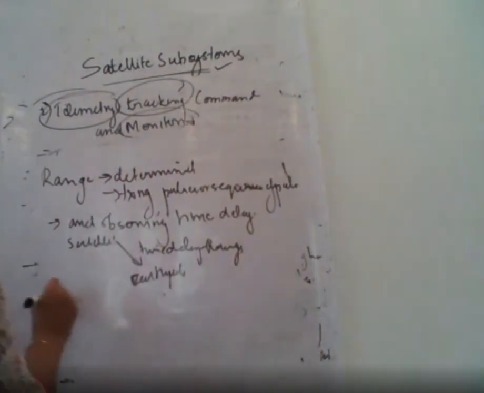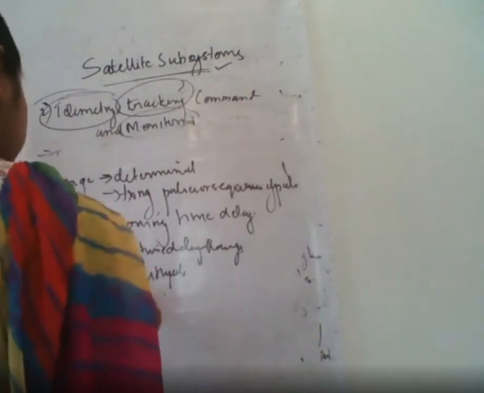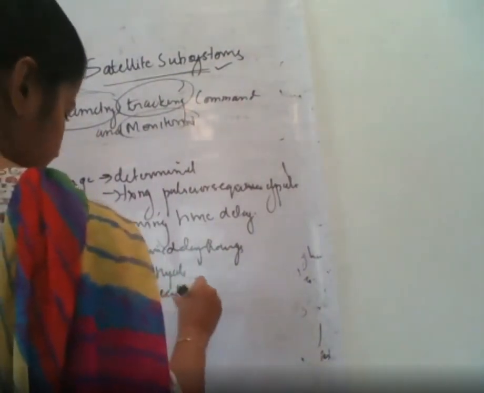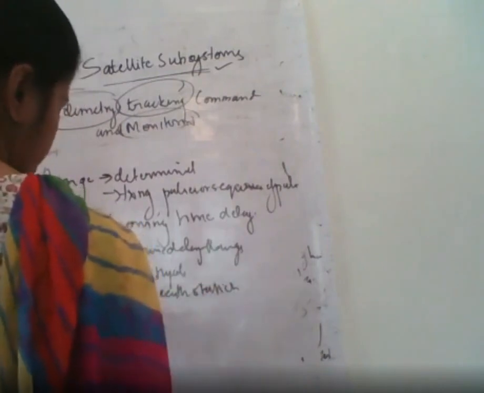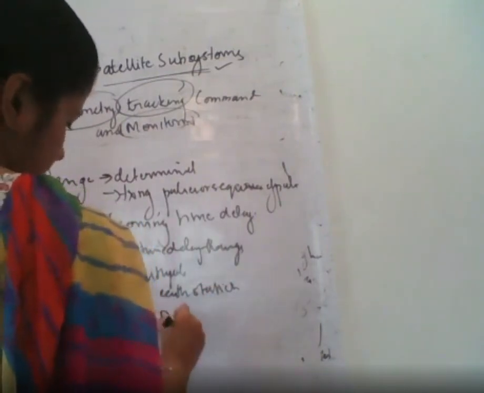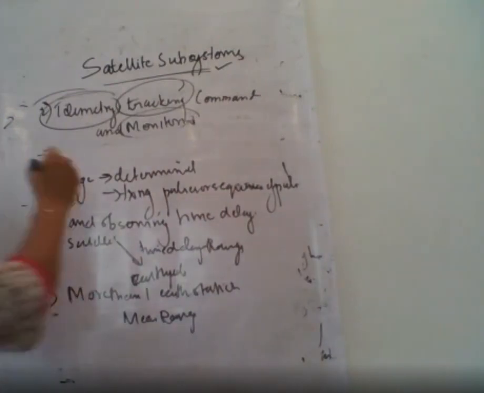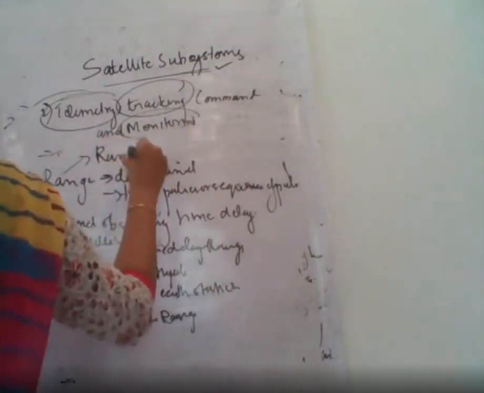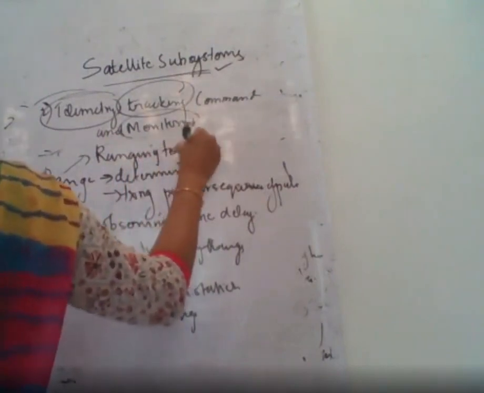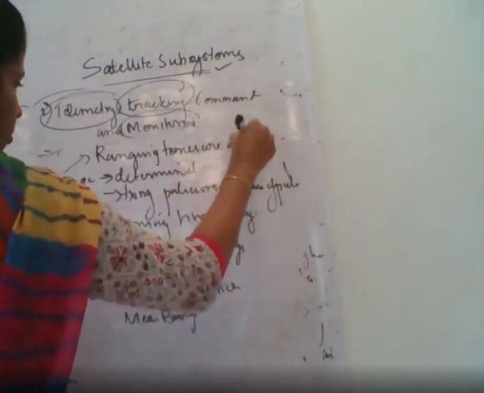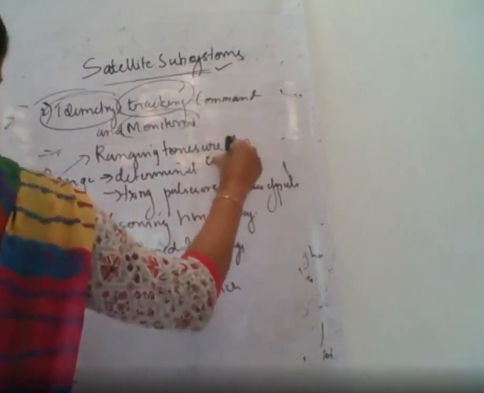Here, more than one Earth station may take range measurements, with an adequate separation in observing the satellite. For range measurement, ranging tones are also used.